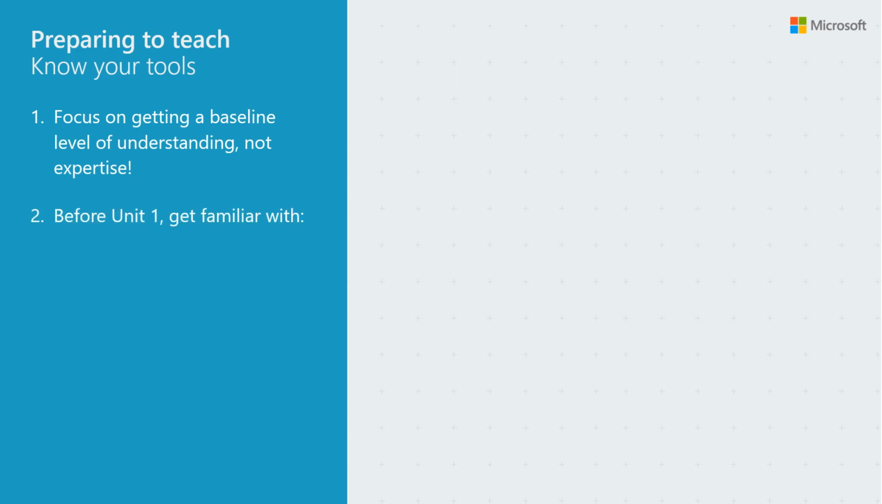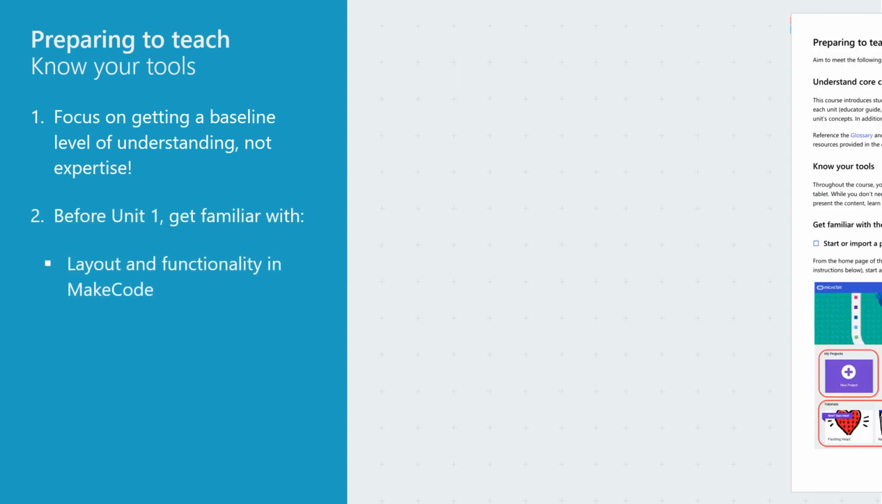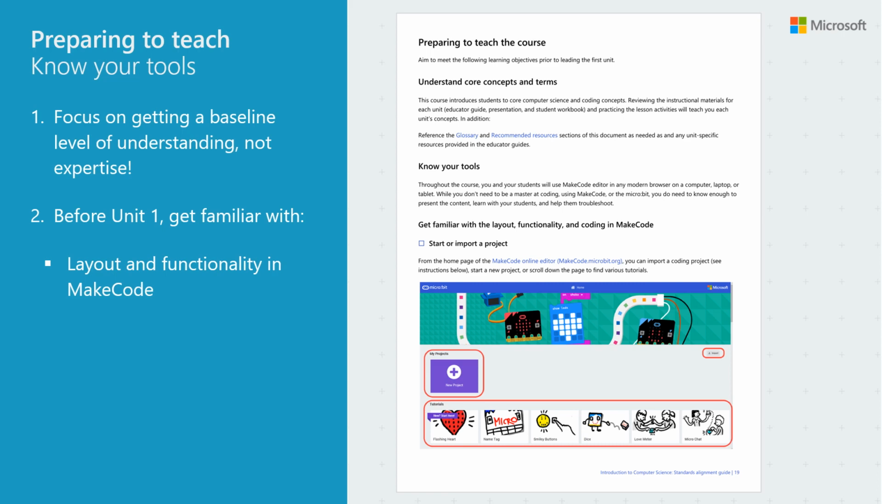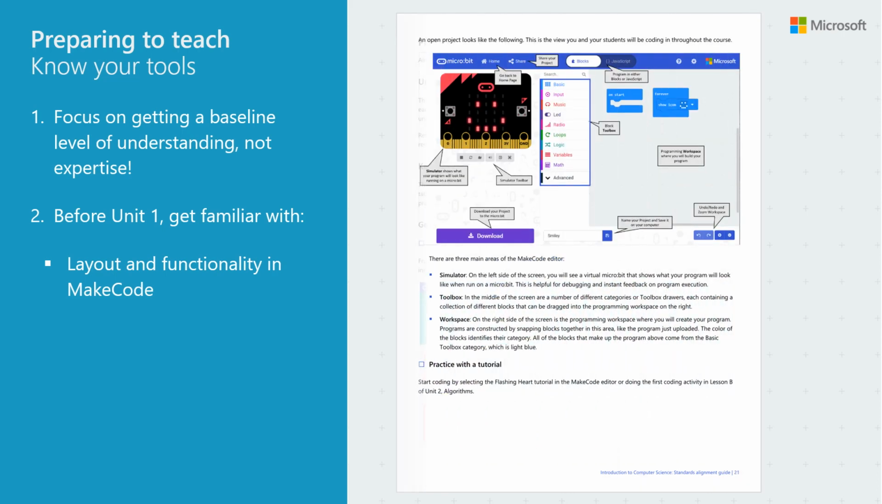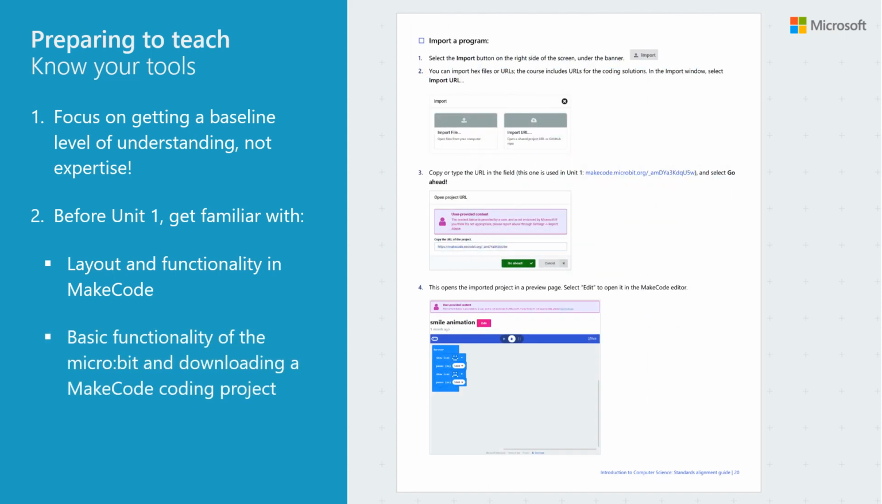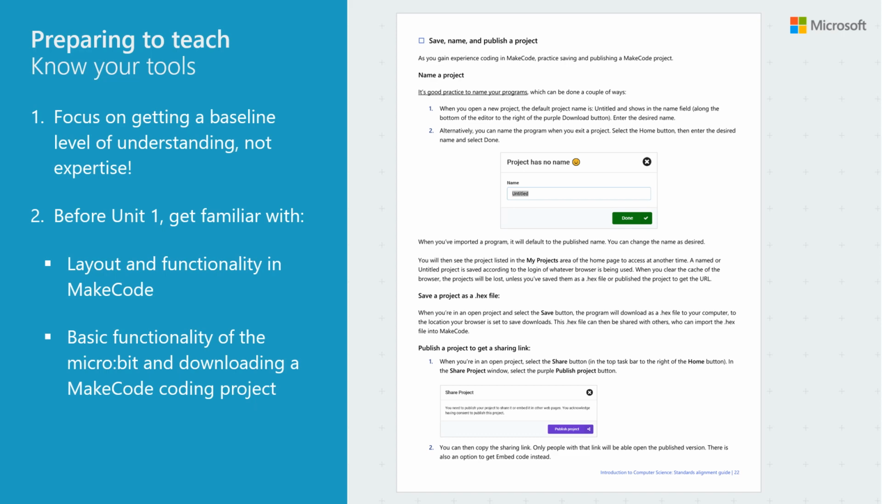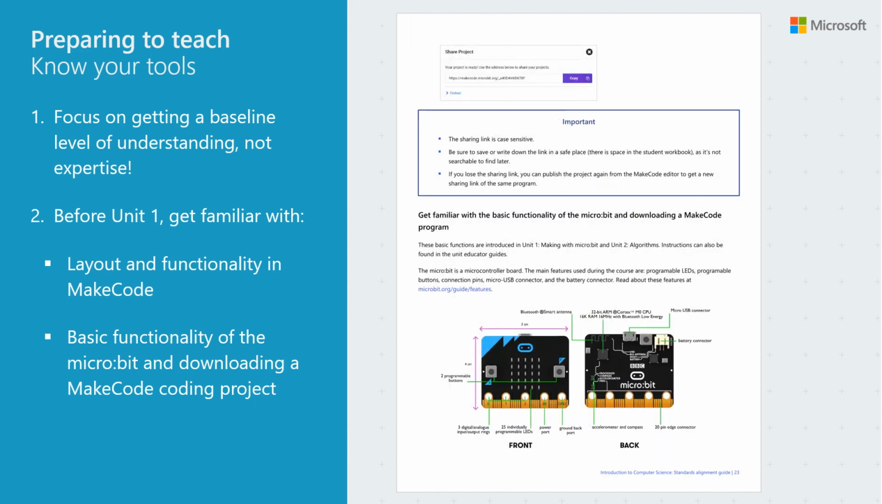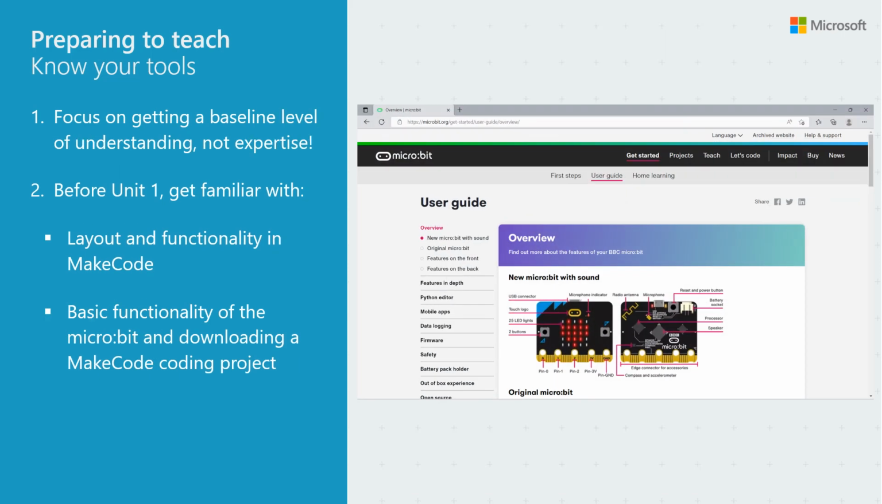So before the first unit, it's important to get familiar with the layout and the functionality in MakeCode. So in the course overview guide, follow the step-by-step instructions to practice importing a project, saving a file as a hex file, and publishing a project to get that sharing link that can be shared out. You'll want to learn the layout of an open project, which is the view that you and your students will work from the majority of the time, and then start coding.